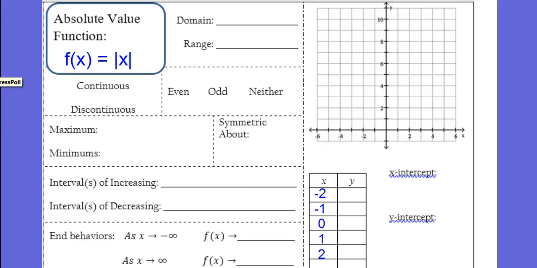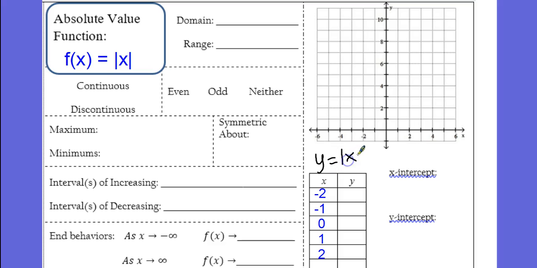Okay, absolute value. This is the last one that's probably going to be really familiar. And we need to finish. We got about 11 minutes, so let's do it. So we have f of x is equal to the absolute value of x. Again, it's the basic absolute value function. No numbers. Just y equals the absolute value of x.